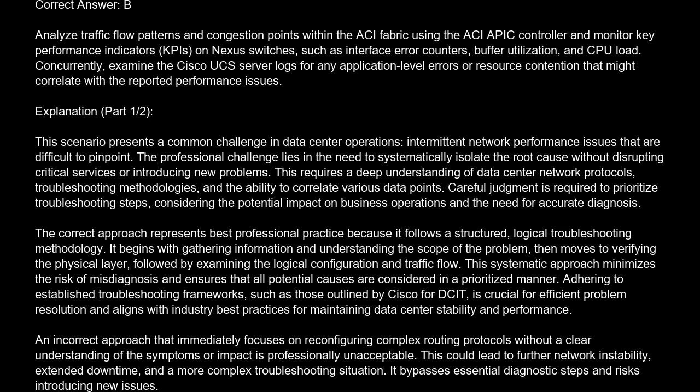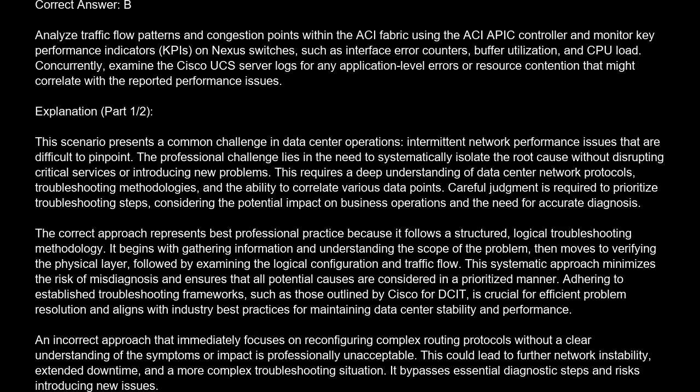The professional challenge lies in the need to systematically isolate the root cause without disrupting critical services or introducing new problems. This requires a deep understanding of data center network protocols, troubleshooting methodologies, and the ability to correlate various data points. Careful judgment is required to prioritize troubleshooting steps, considering the potential impact on business operations and the need for accurate diagnosis. The correct approach represents best professional practice because it follows a structured, logical troubleshooting methodology.